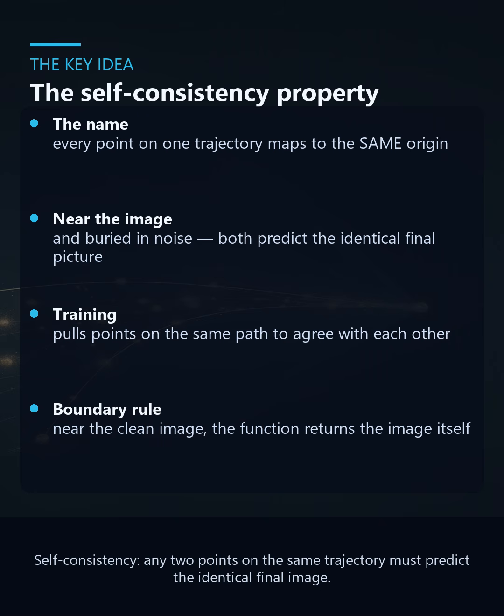The heart of the method is the self-consistency property, and it is where the name comes from. Every point along a single trajectory should map to the same origin. The point near the clean image, and the point buried in noise, must both predict the identical final picture. Training enforces exactly this. Points on the same path are pulled to agree. A boundary rule pins the function near the clean image to the image itself.